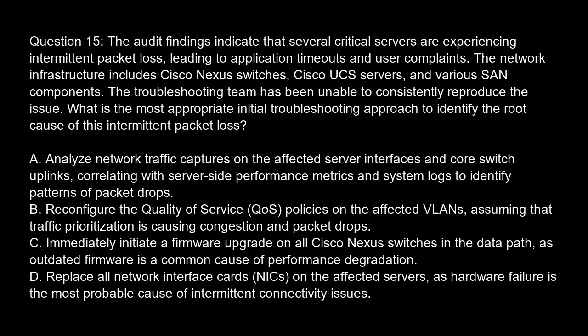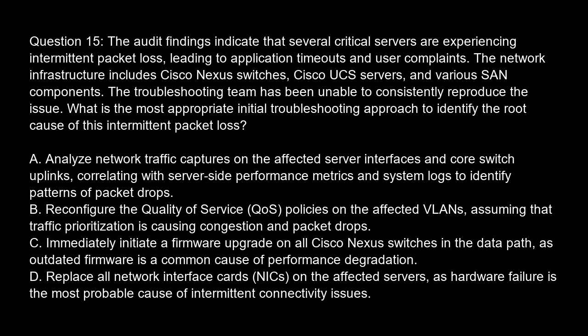Question 15. The audit findings indicate that several critical servers are experiencing intermittent packet loss, leading to application timeouts and user complaints. The network infrastructure includes Cisco Nexus switches, Cisco UCS servers, and various SAN components. The troubleshooting team has been unable to consistently reproduce the issue. What is the most appropriate initial troubleshooting approach to identify the root cause of this intermittent packet loss?